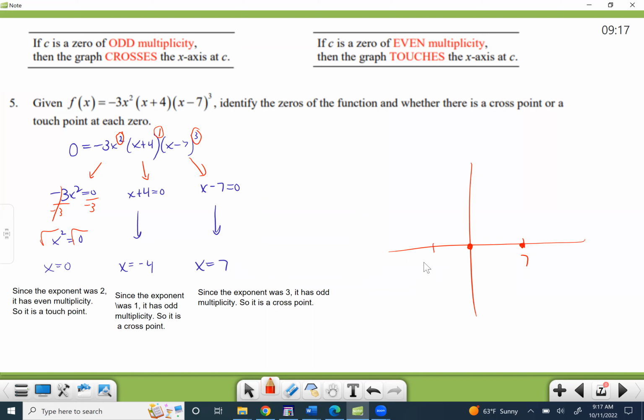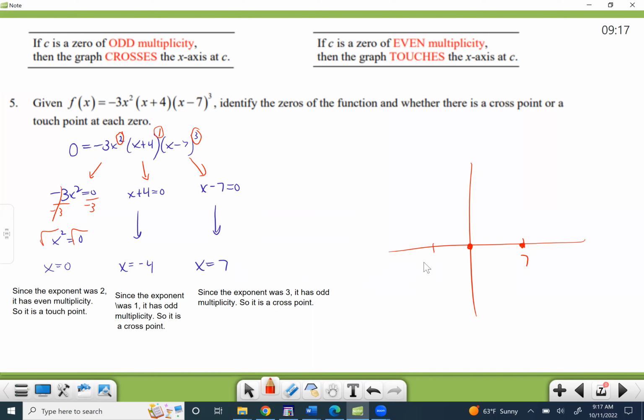0 had multiplicity 2, so it's going to be a touch. And then we'll cross through negative 4 since it was odd. You know, something like that would be what our graph would look like. I don't know how high or how low to make it dip and stuff, but something along those lines, okay? All right.